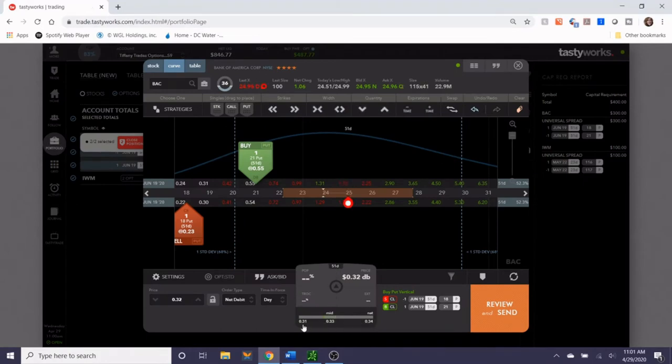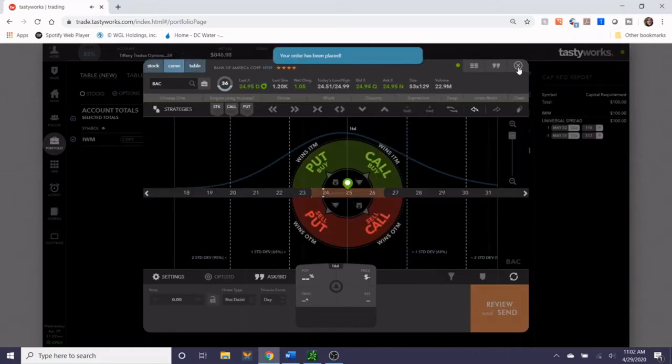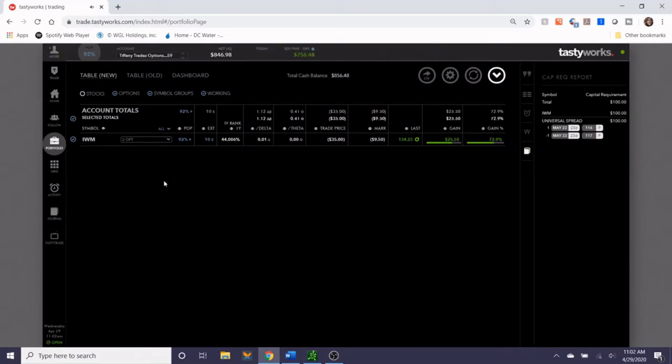Right now, the bid and the ask is pretty tight. This is defaulting to 32 cents as a debit. The mid is 33. I'm just going to lock this in and see what happens. The profit would be $61. It would increase our buying power by $267.71. And that filled immediately. That is awesome.